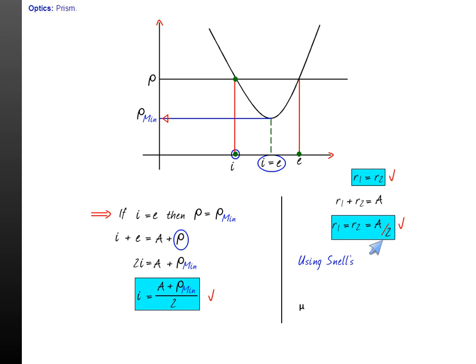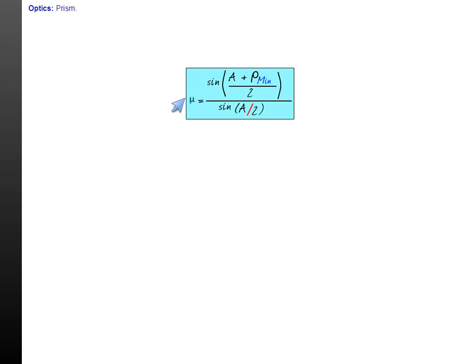And if you use Snell's law, then mu equals sin I by sin R1. I is nothing but A plus rho min by 2 and R1 is A by 2. So mu equals sin of A plus rho min by 2 upon sin of A by 2. Friends, we'll discuss from here onwards in the next meeting.